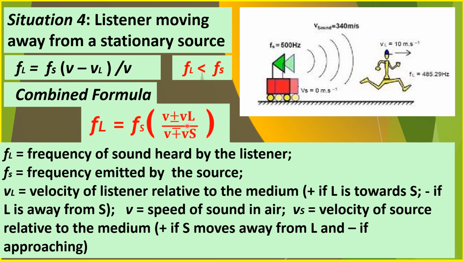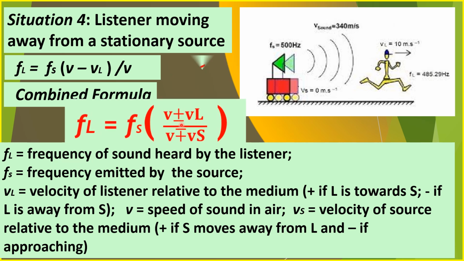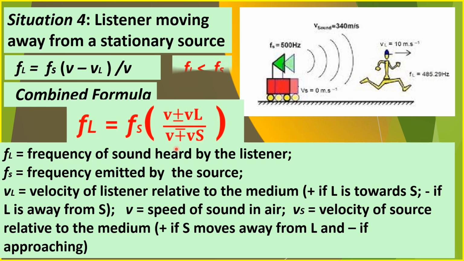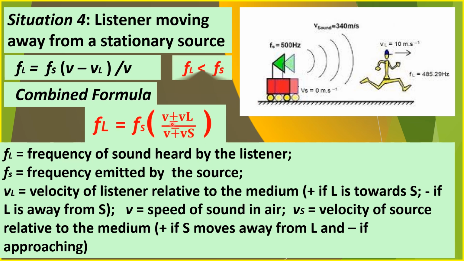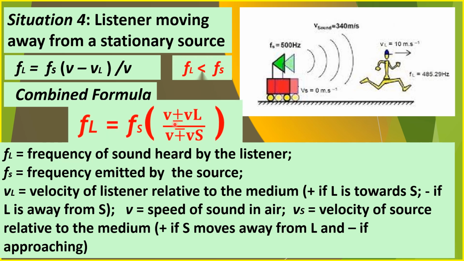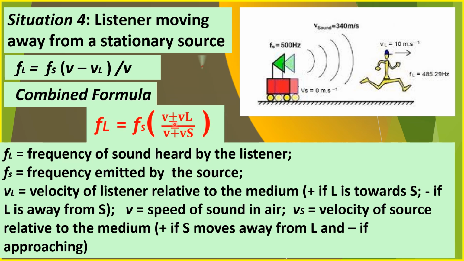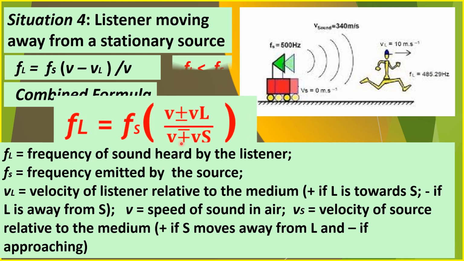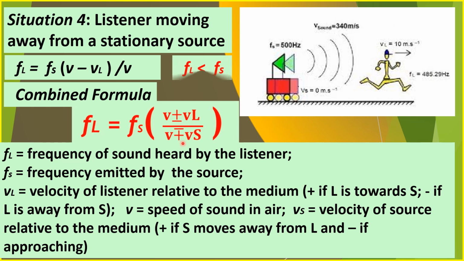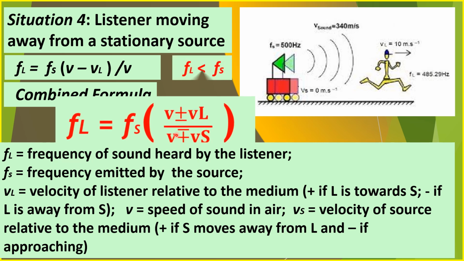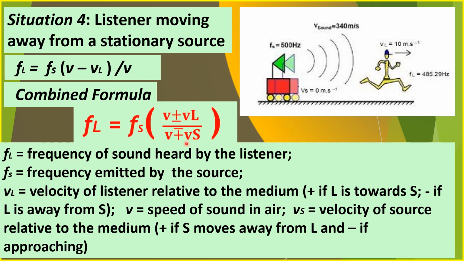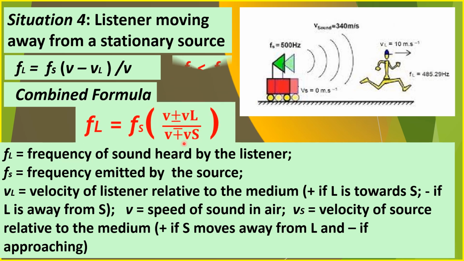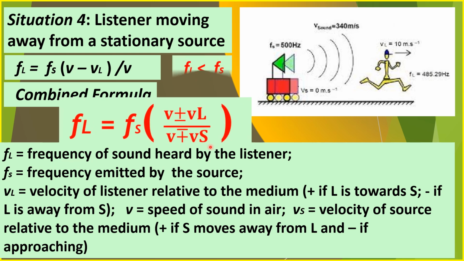And look at the sign below. In the numerator, it is minus. In the denominator, it is plus. So that minus sign in the numerator suggests that the listener is moving away, a receding listener. And the plus sign in the denominator, which is written below, also suggests that the source is moving away from the listener, a source that is receding from the listener.